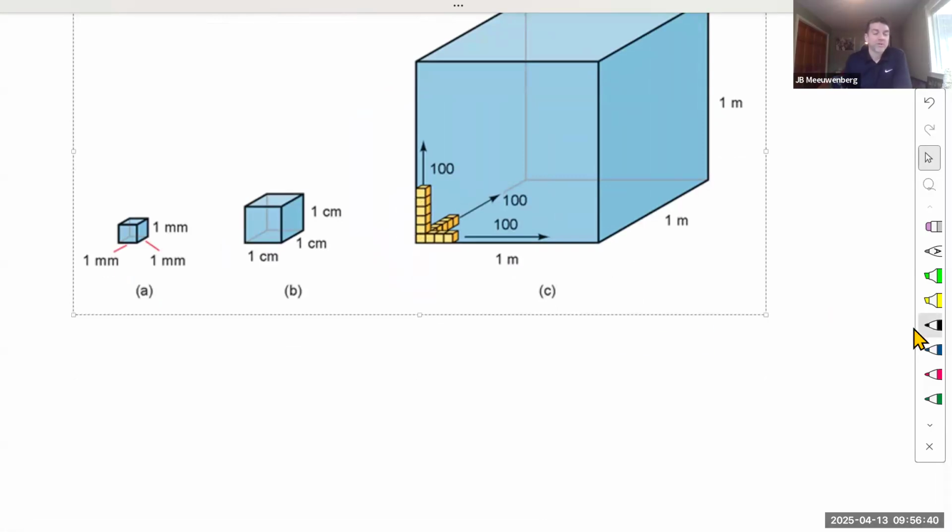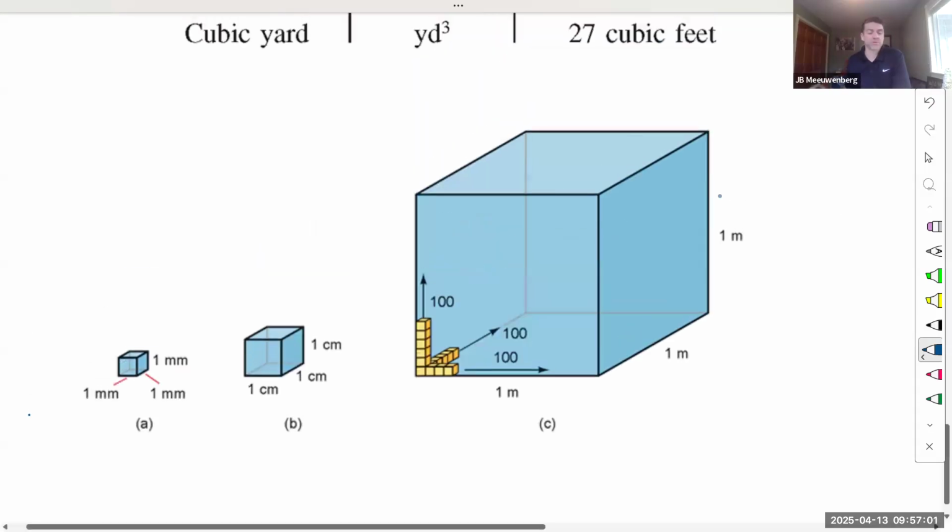Now, a cubic millimeter is going to be very, very small, right? And so these are certainly not drawn to scale. But a cubic millimeter would be 1 millimeter on each side. A cubic centimeter is 1 centimeter on each side. And a cubic meter is a meter on each side. This one's a little easier for us to picture, right?